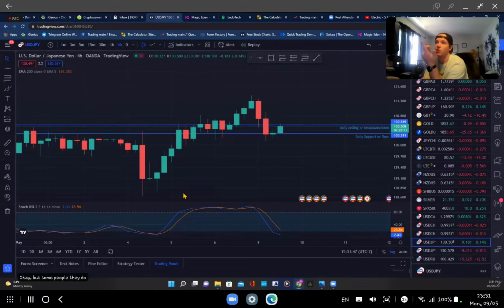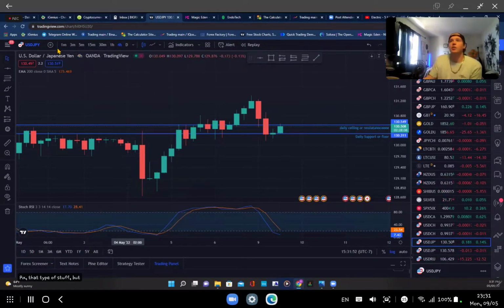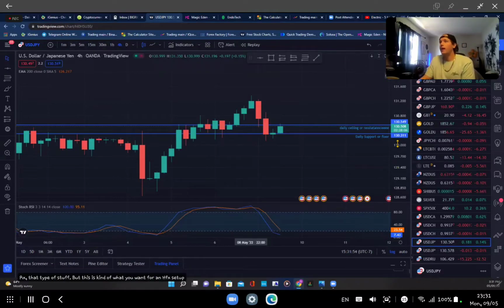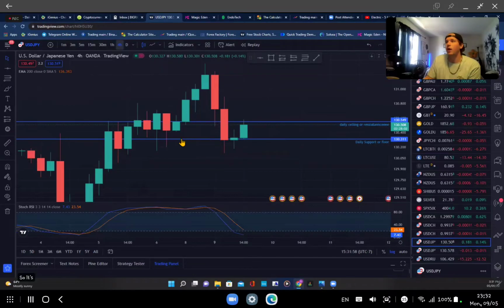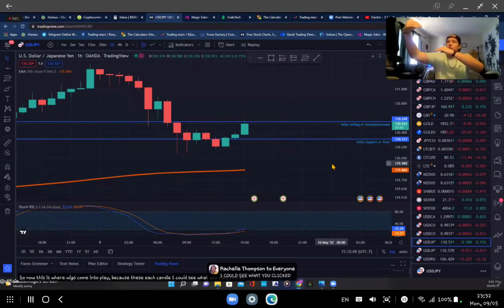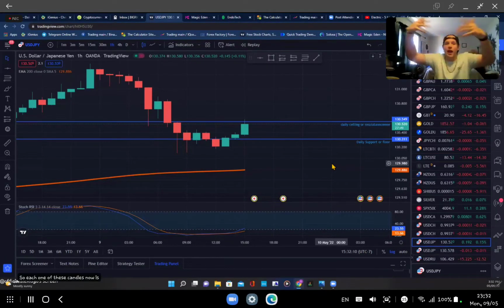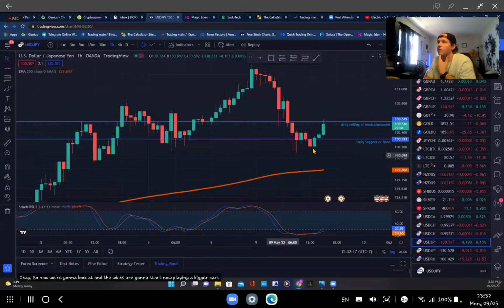But some people also have the monthly when you're doing Forex, that type of stuff. But this is kind of what you want for an HFX setup. So I still like this on my 4 hour. I'm not mad about it. So it's still trapped in there, right? But now we're going to start getting funny with the wicks. So now this is where wicks come into play, because each one of these candles is now worth a few hours of time, and the wicks are going to start playing a bigger part in my eyes, because they're going to start affecting the next current candle.